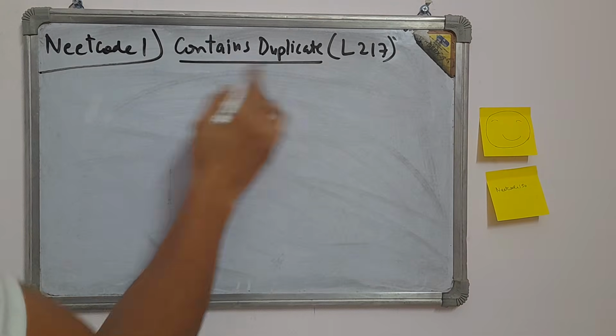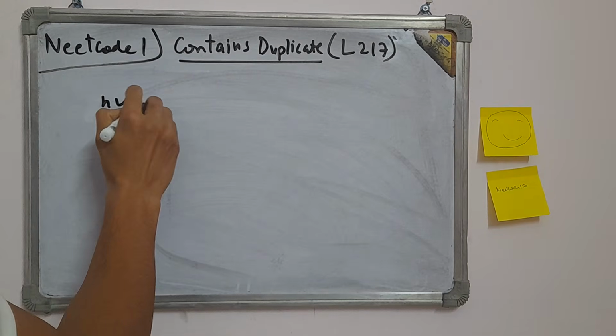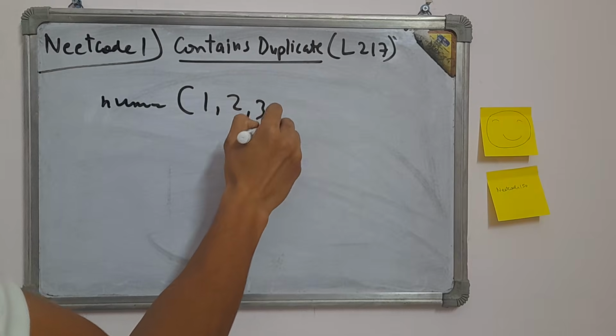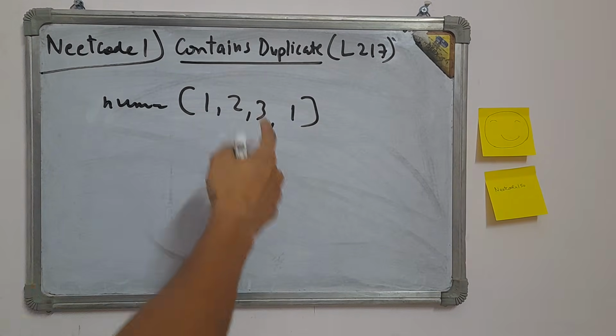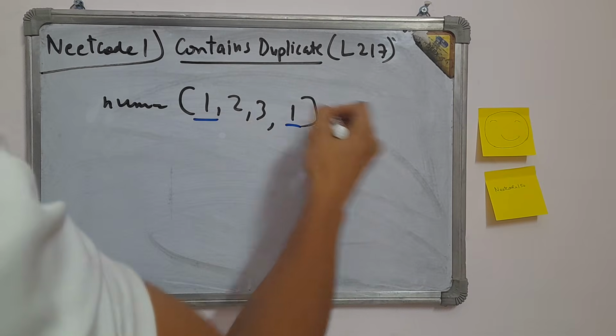So the question is Contains Duplicate. As the name suggests, we are given an array. Let's say the array is 1, 2, 3, 1. The question asks whether this array has a duplicate or not. As you can see, 1, 1, so it's a duplicate.